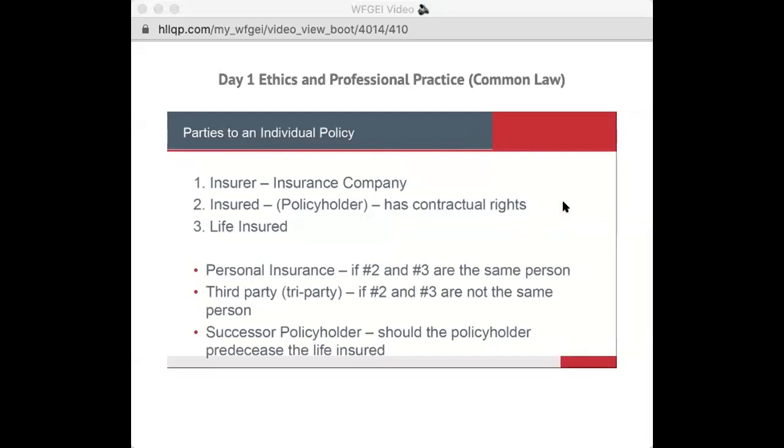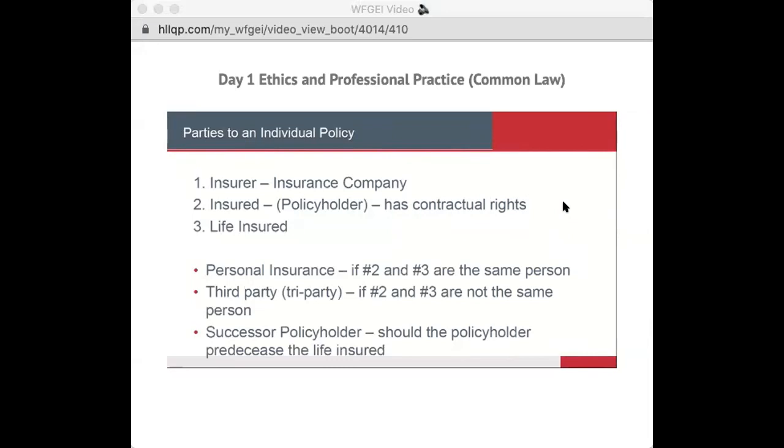What constitutes an insurance contract? Well, the very first thing, of course, is the insurer, which is the insurance company. You have to have a manufacturer, so the insurance company. Then the insured, which is the policy holder. Sometimes they call it contract holder, sometimes policy holder, sometimes the insured.